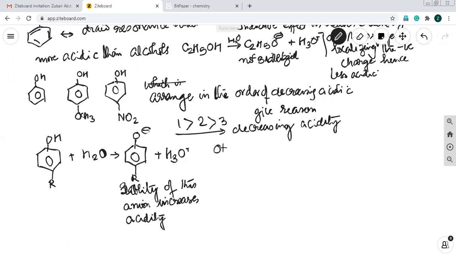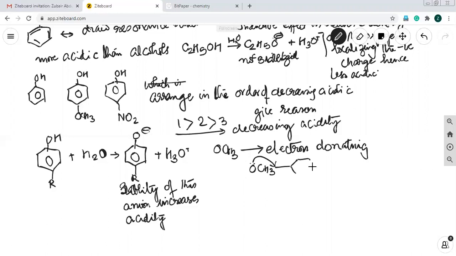OCH3 is electron withdrawing or electron donating? Electron donating. So what will it do? OCH3 will donate electron to the benzene ring. And what is the effect? See, electron is flowing in this direction. The effect is localization of negative charge. How does it affect the acidity? Decrease of acidity.